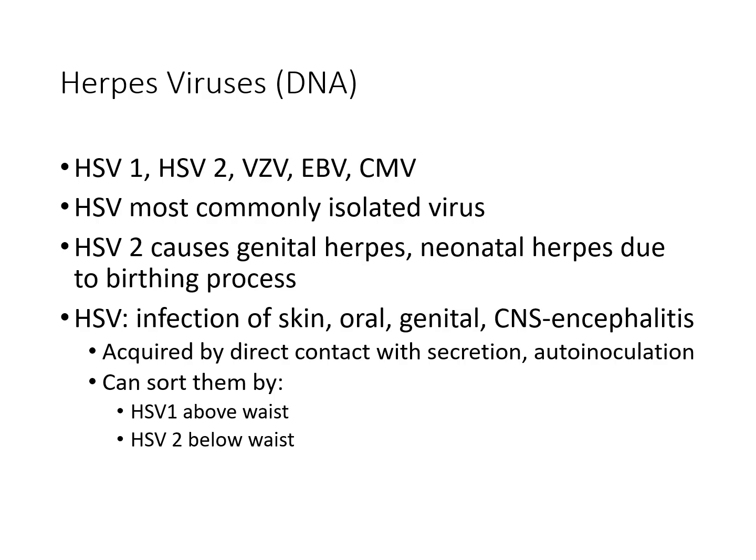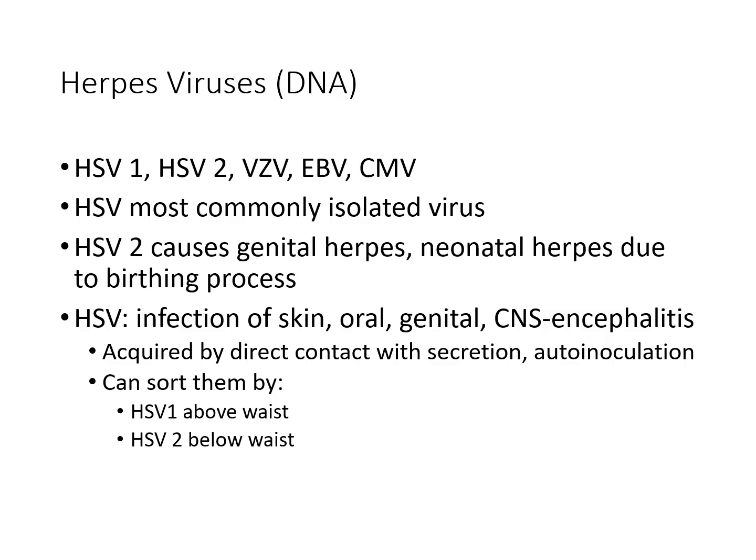The herpes virus family includes herpes simplex virus 1 and 2, varicella-zoster virus, Epstein-Barr virus, and cytomegalovirus. Among these, herpes simplex virus is the most commonly isolated virus. Herpes simplex virus 2 primarily causes genital herpes and neonatal herpes, which can be transmitted during the birthing process. Herpes simplex virus infections can affect various body sites, including the skin, oral, and genital areas, as well as the central nervous system, where it could cause encephalitis. Transmission occurs through direct contact with infected secretions or autoinoculation.